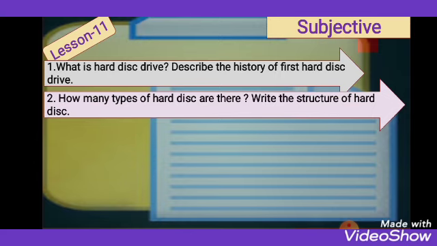Then a 2 number question: how many types of hard disks are there? Write the structure of hard disks. We know there are 2 types of hard disks. One is built-in, another one is external. For the built-in hard disk, you will write that it is connected with a laptop.